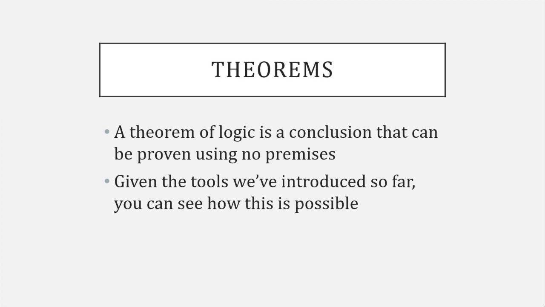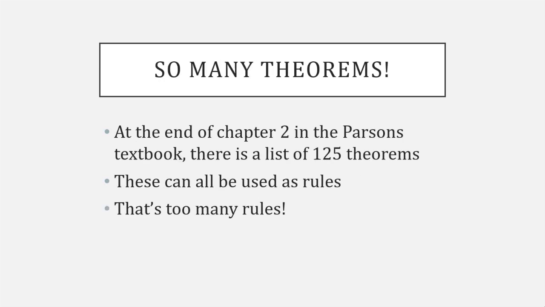And given what we've got so far, it will become fairly clear. I'll show you at least one or two proofs of this stuff, how that's possible. At the end of chapter 2 in the Parsons textbook, there's a list of 125 theorems. And potentially, every single one of those theorems is a rule that we could introduce. So in the original system that the Parsons textbook is based on, they allow you to cite theorems as rules in your proofs.